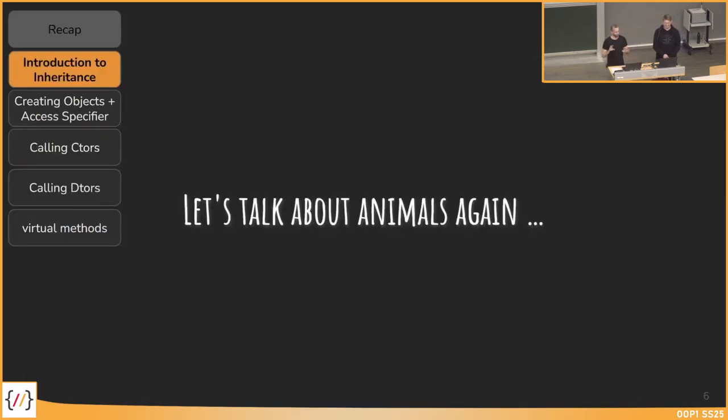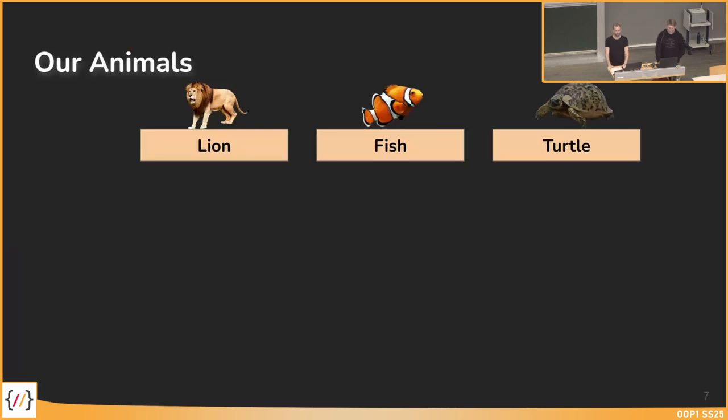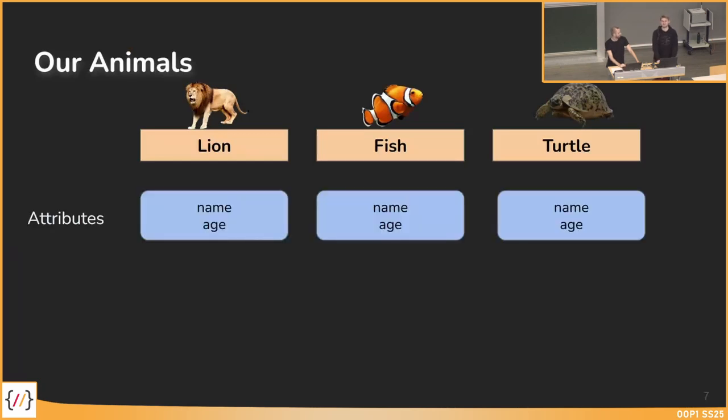Okay, so let's go back to the basics and talk about animals again. I think we had animals last time, and we will talk about animals, maybe the whole lecture for today. And we want to create our own animals. Let's assume we have 3 animals. We have a lion, a fish, and a turtle. Very random animals, yeah.